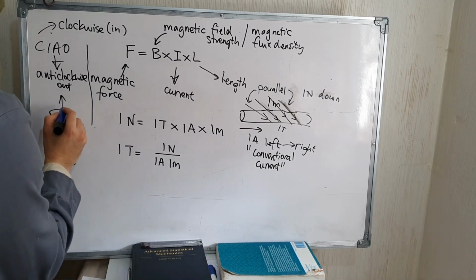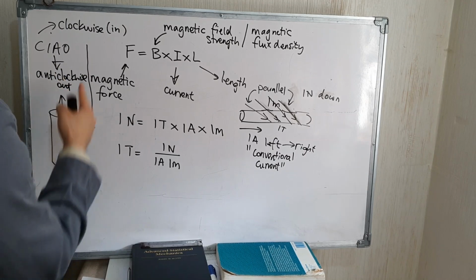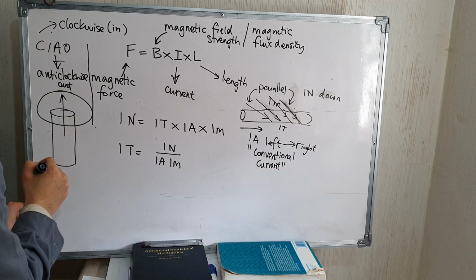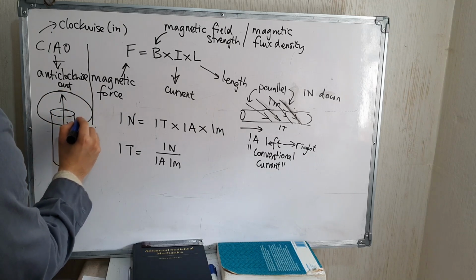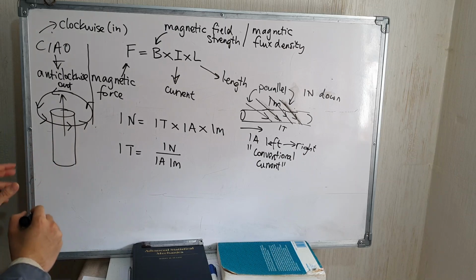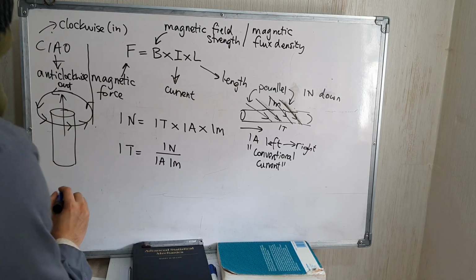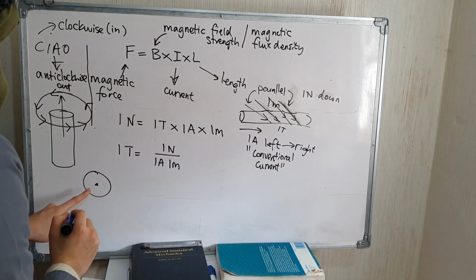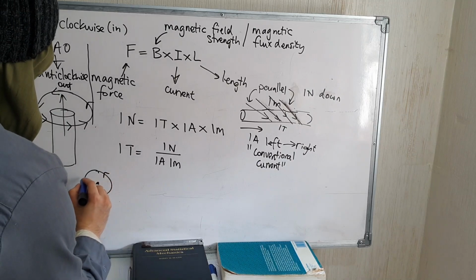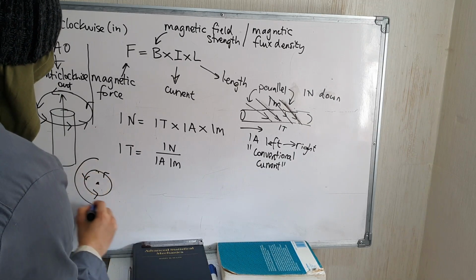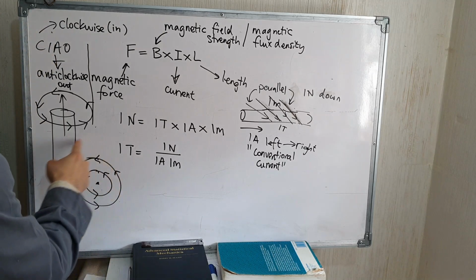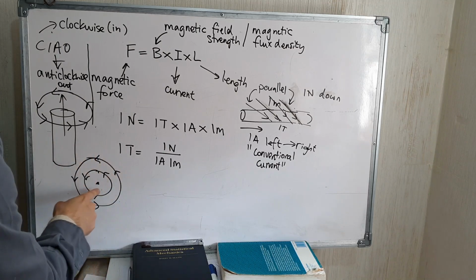And because it's coming out, that would be anti-clockwise. So if you were to look at it head on, anti-clockwise, it would go this way. So that's anti-clockwise if you look at it from the top. If you were to look from the top, that means the current is coming out. The magnetic field would be anti-clockwise, meaning it's going in this direction. So that means it's coming out.